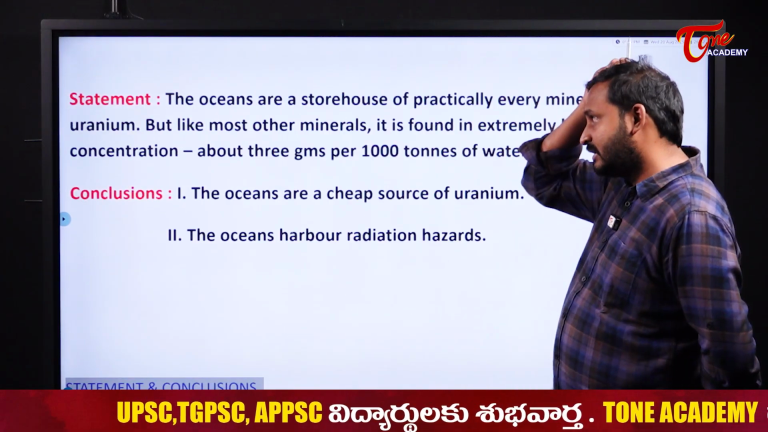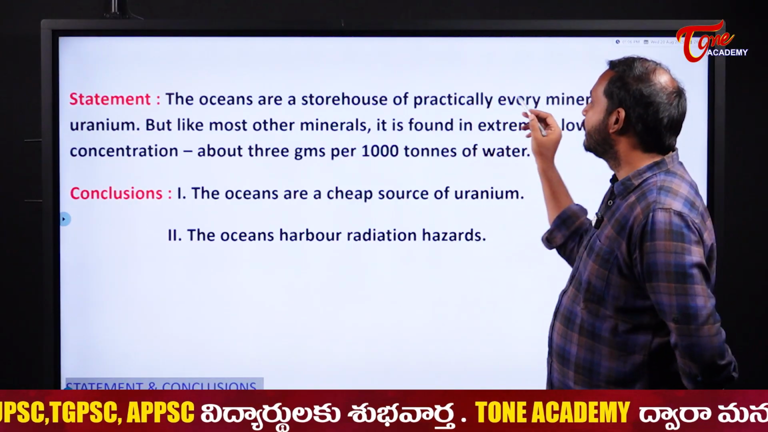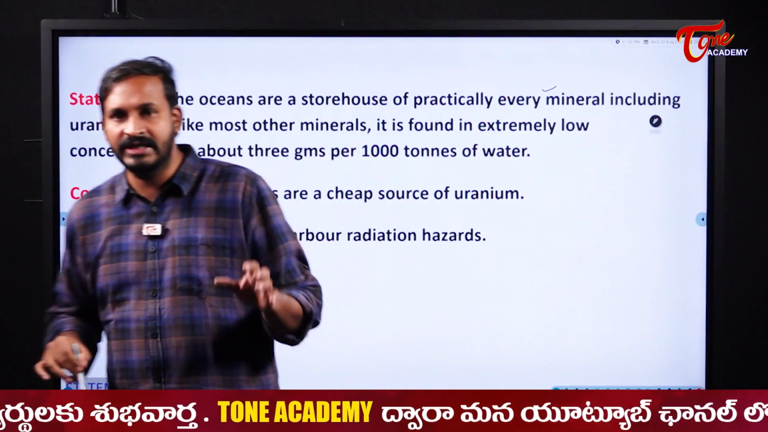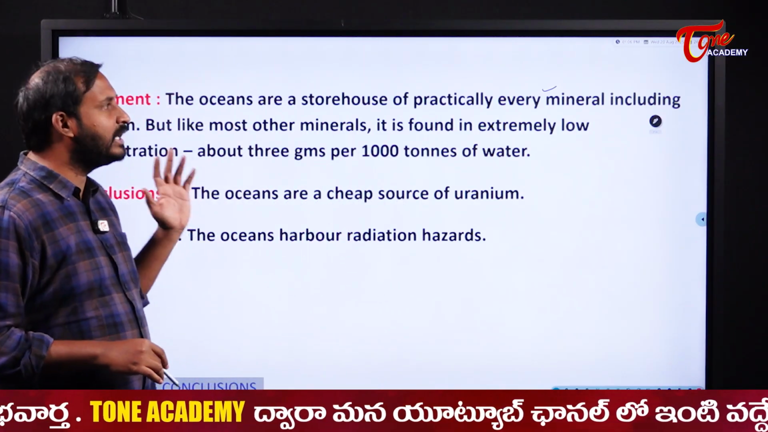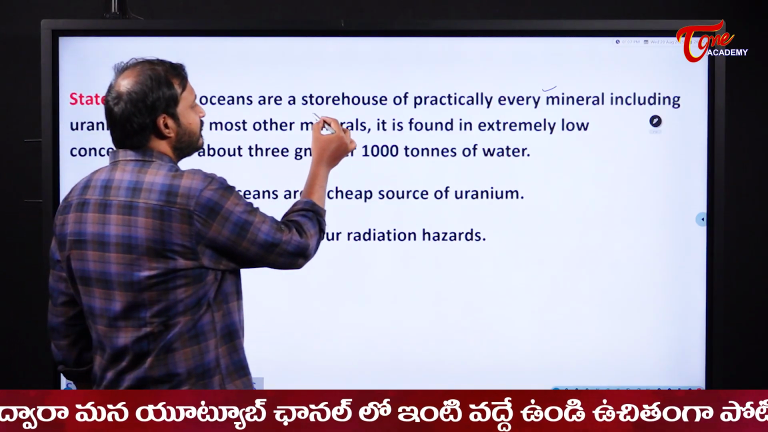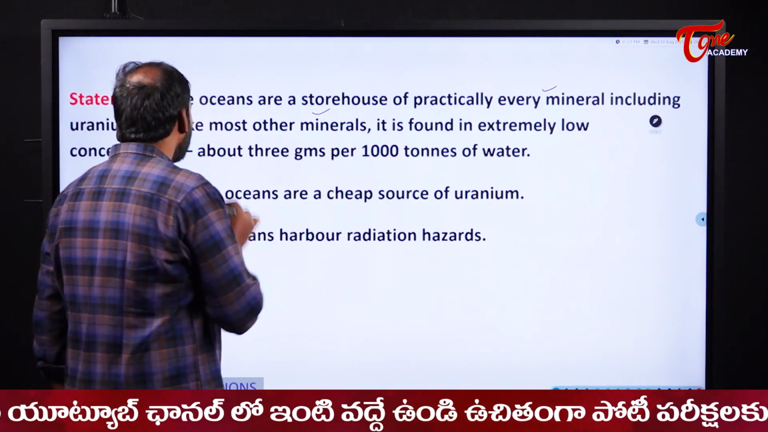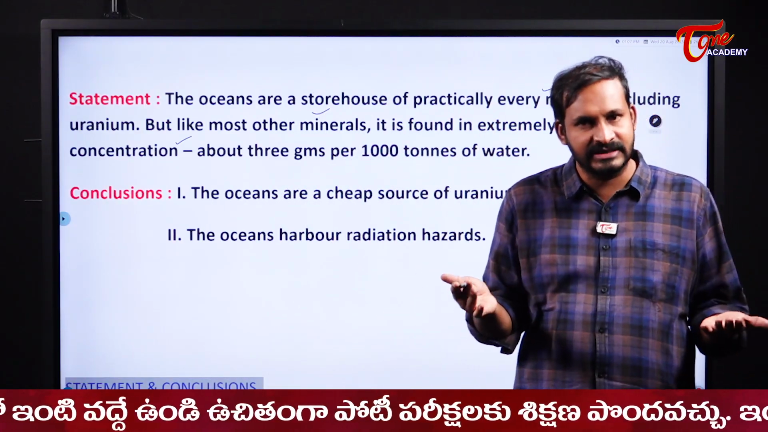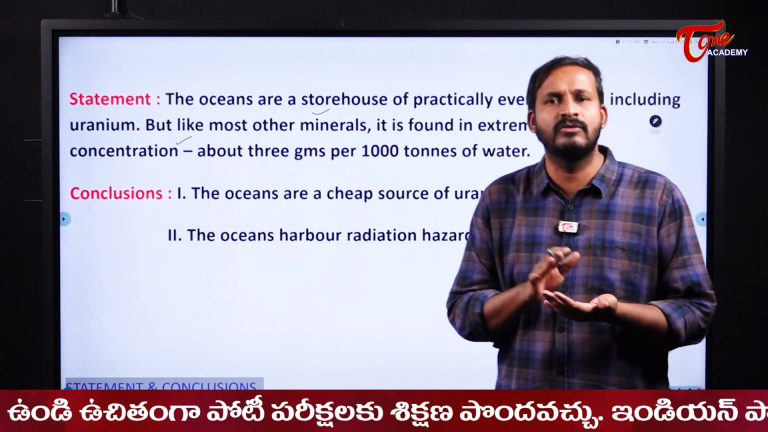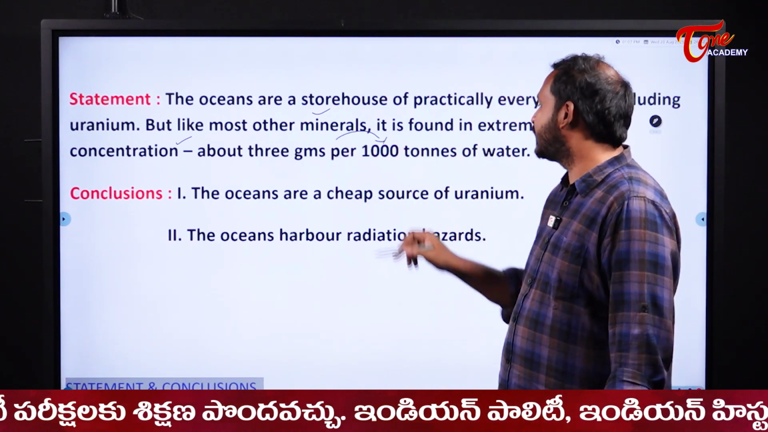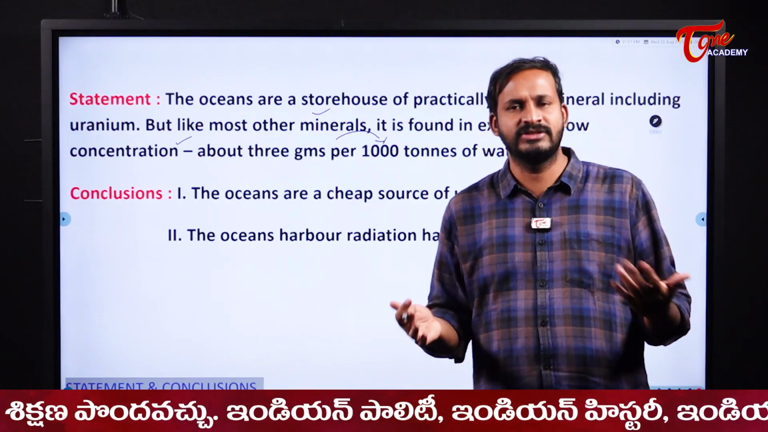Now see the first one. The oceans are storehouses of practically every mineral, including uranium. So it is the storehouse for all the minerals including uranium. But like most other minerals, it is found in extremely low concentration. That means most of the minerals are in very low concentration. Similarly, uranium is also in low concentration, about 3 grams per 1,000 tons of water. So that is the ratio they have given for us.